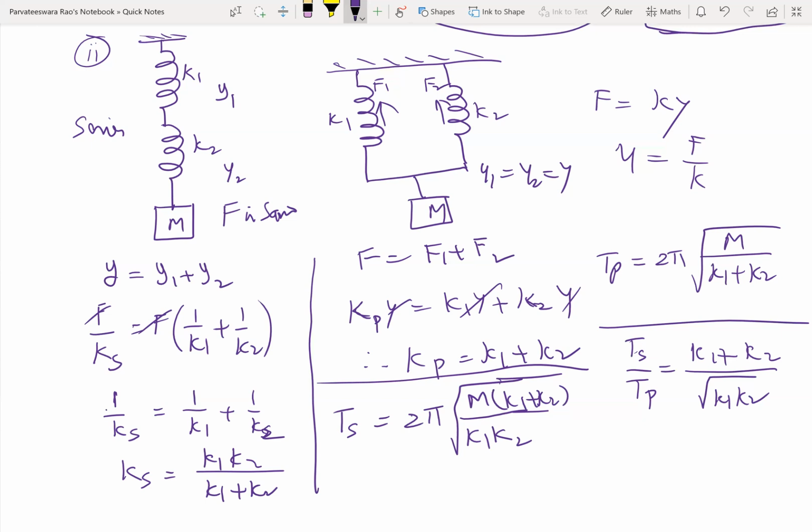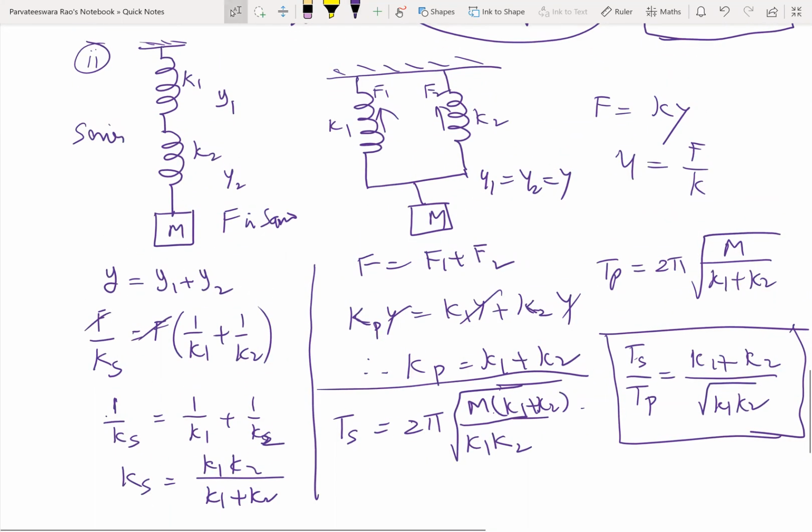Ts by Tp is 2 pi into root of m multiplied by k1 plus k2 by k1 k2, divided by 2 pi into root of m by k1 plus k2. The k1 plus k2 comes into the numerator. Root of k1 plus k2 whole square will become k1 plus k2 by root k1 k2. This is the ratio of time periods. Are you copying it down? It's done, sir.